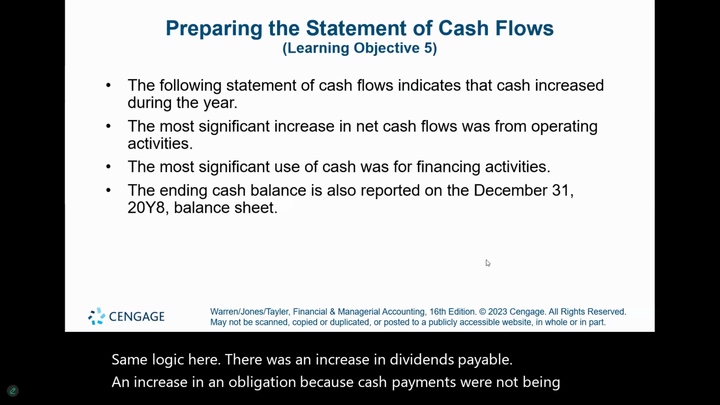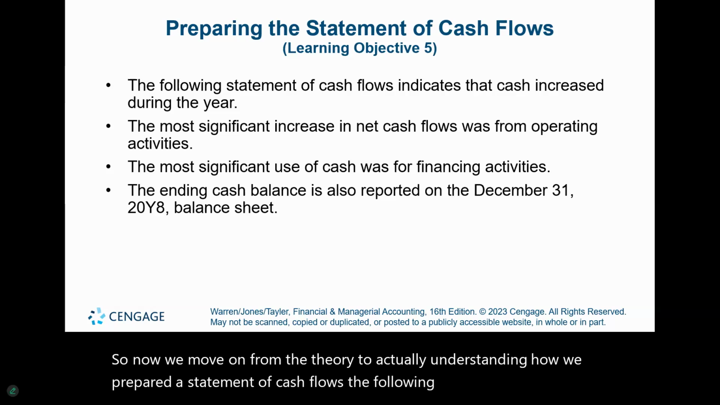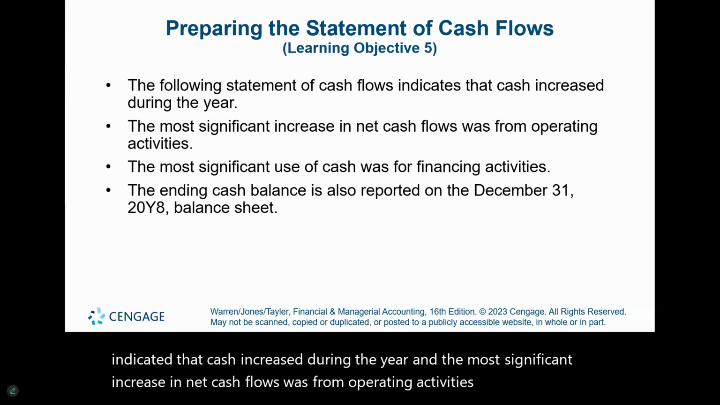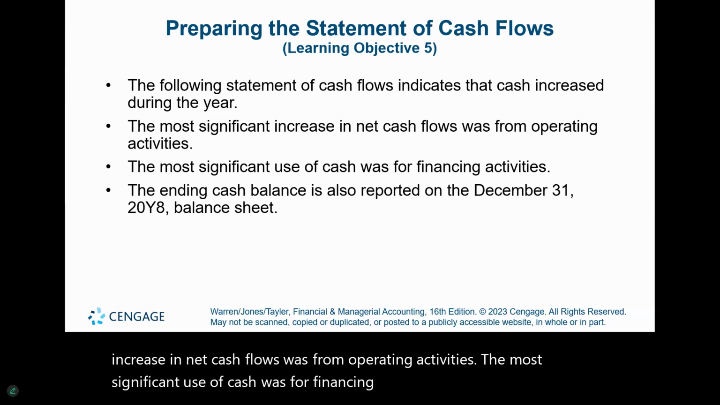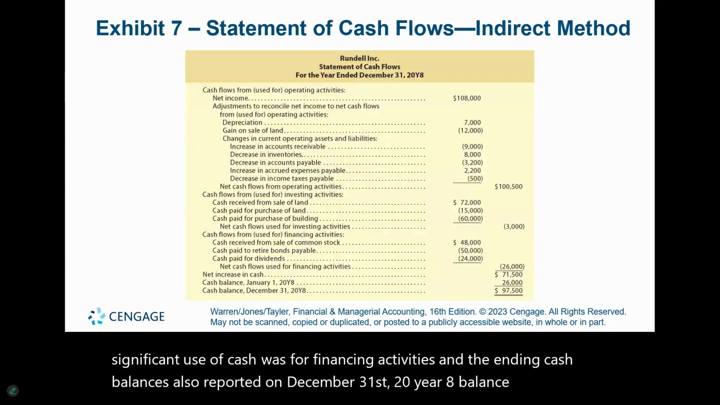So now we move on from the theory to actually understanding how we prepare the statement of cash flows. The following statement of cash flows indicated that cash increased during the year, and the most significant increase in net cash flows was from operating activities. The most significant use of cash was for financing activities, and the ending cash balance is also reported on the December 31st, 20X8 balance sheet.